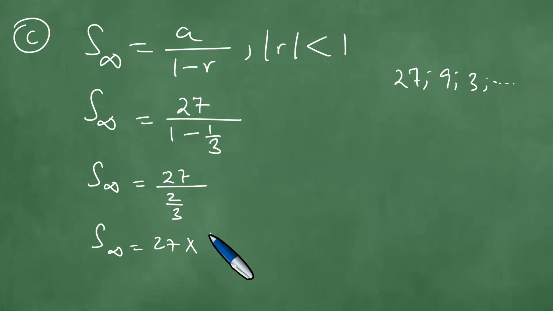And therefore, the sum to infinity is the same as 27 multiplied by, okay, you are dividing by this, so it means you are multiplying by 3/2. And therefore, what is 27 by 3? 27 by 3, which is exactly 81/2. And therefore, the sum to infinity is exactly 81 out of 2.